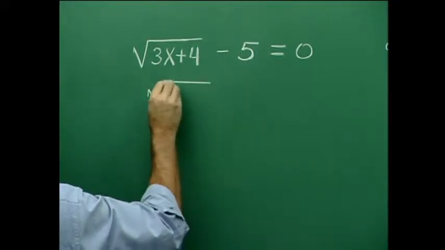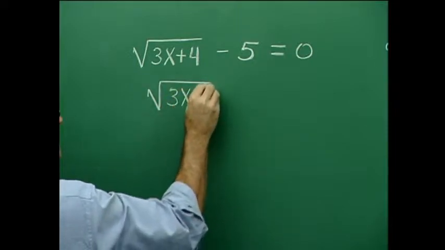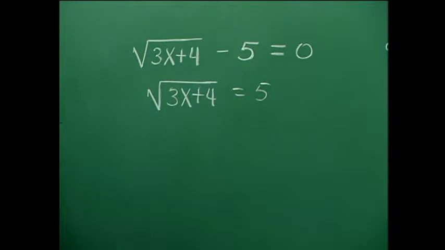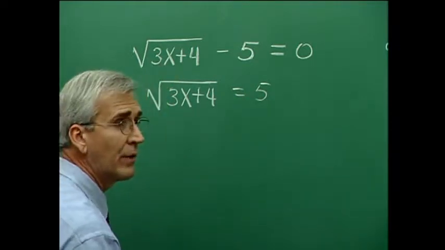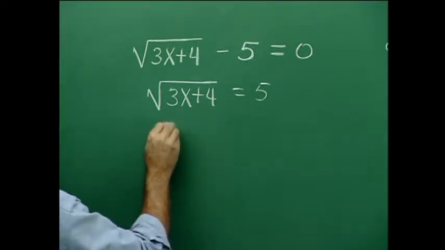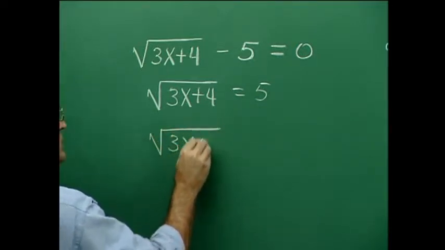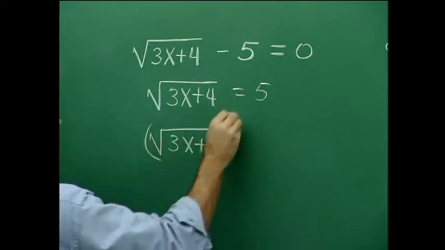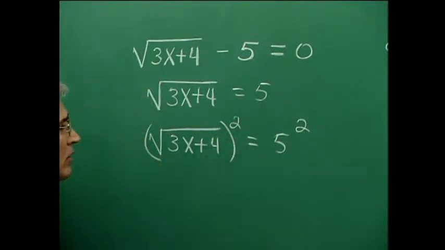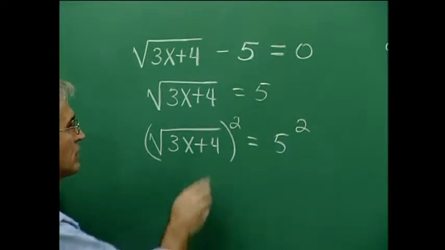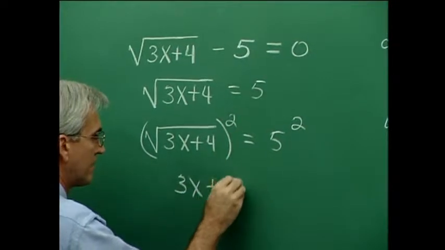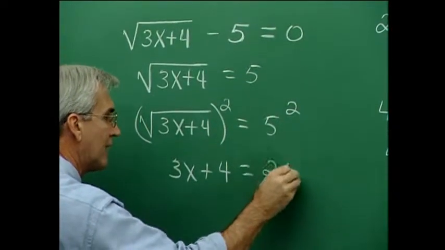So I'll get the square root of 3x plus 4 equals 5. Now, to undo the radical, to undo square rooting, we can perform an inverse operation, squaring. So on this side of the equation, I'm going to square to undo the radical. But if I square on the left, I need to square on the right to maintain the balance in the equation. Squaring the square root, we get the radicand. And on the right, 25.